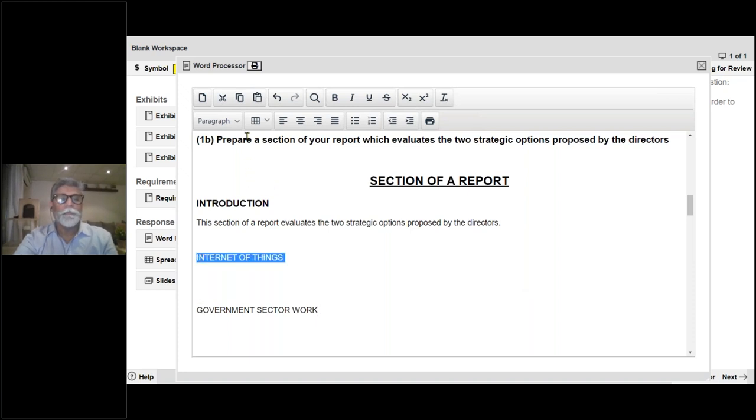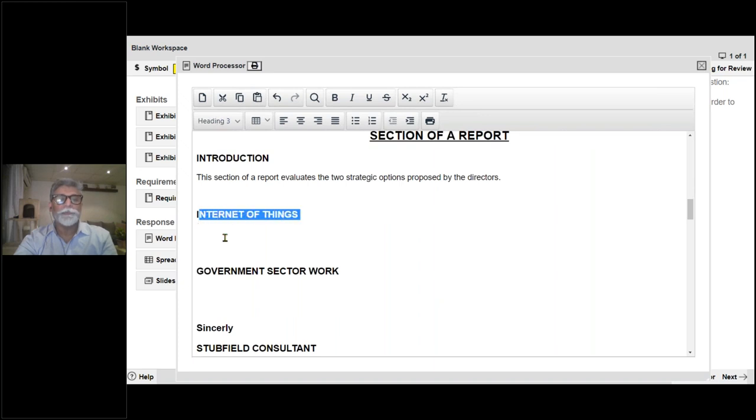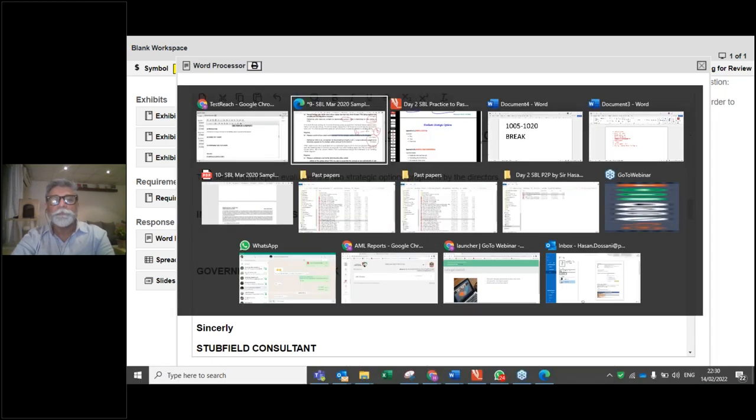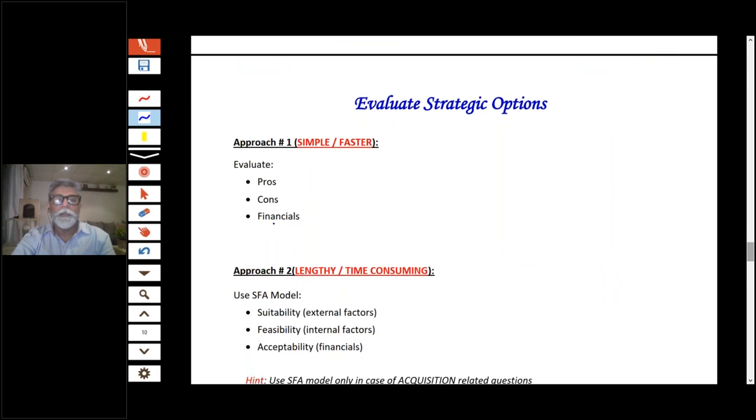Also make them a big heading so that the examiner can see two headings. So these are the two options.